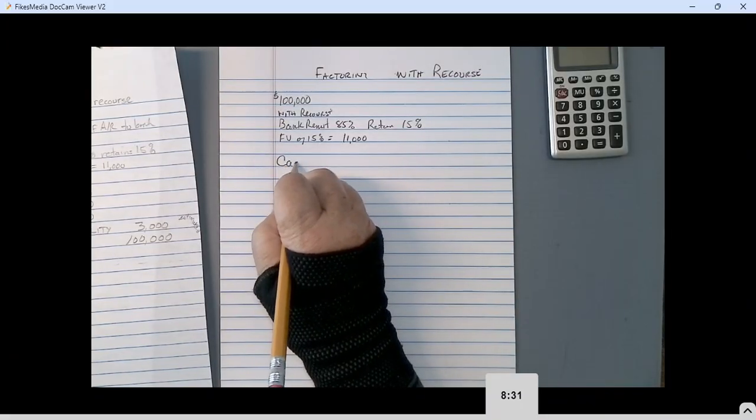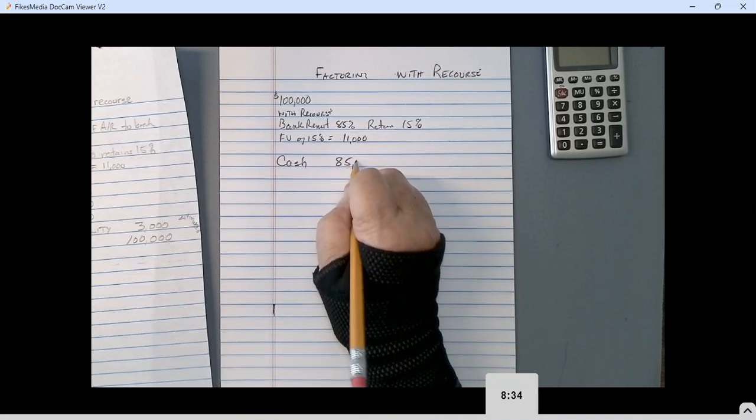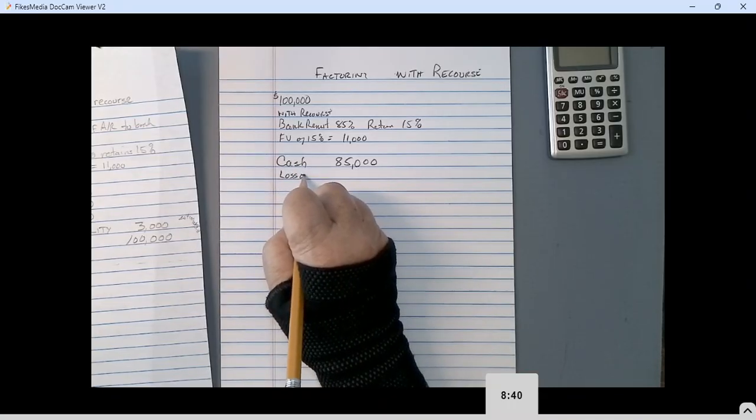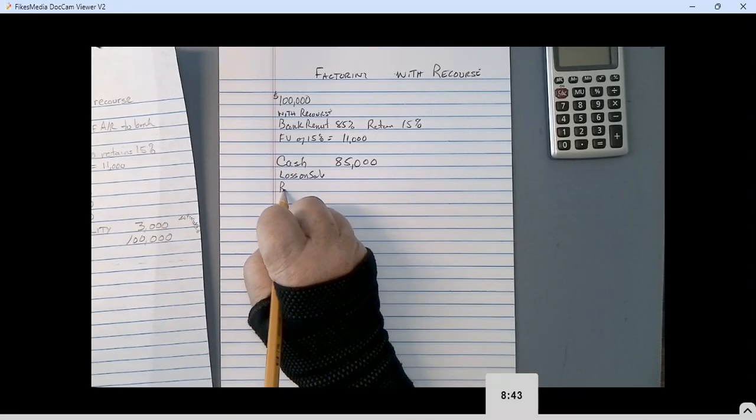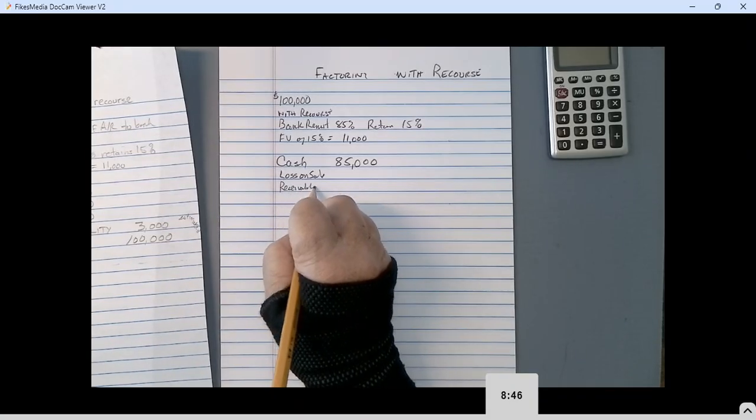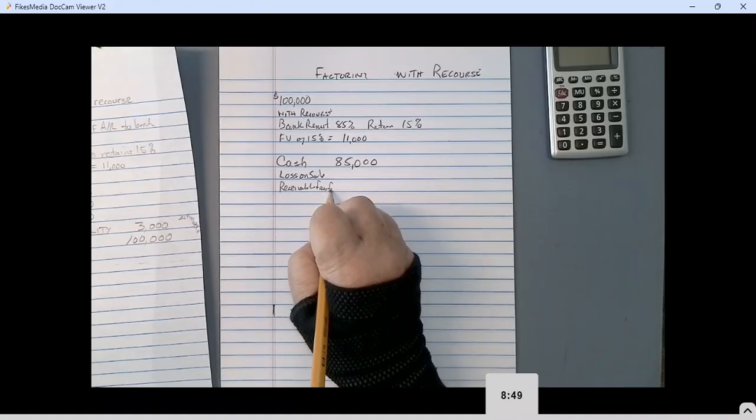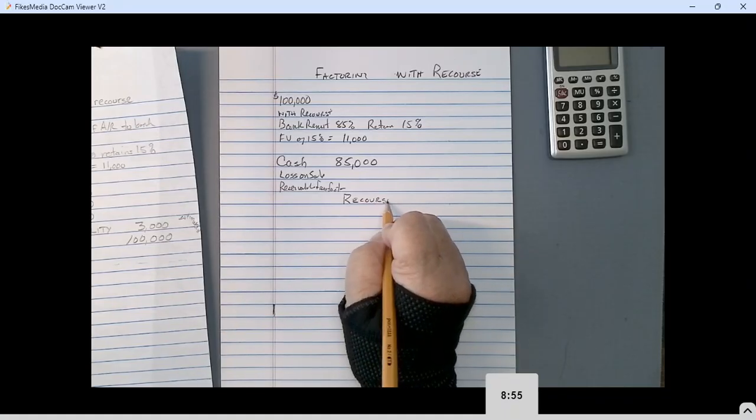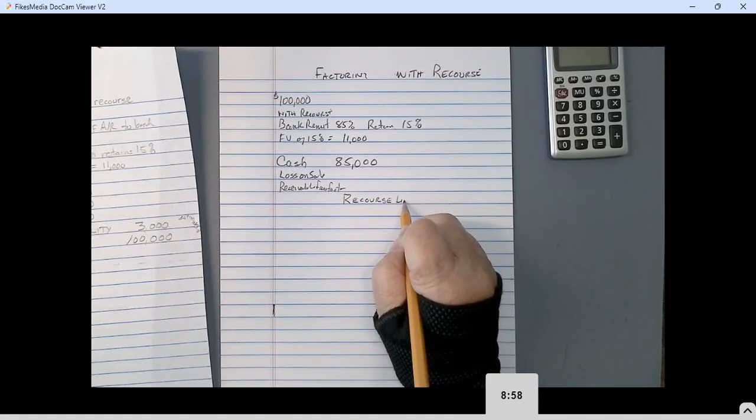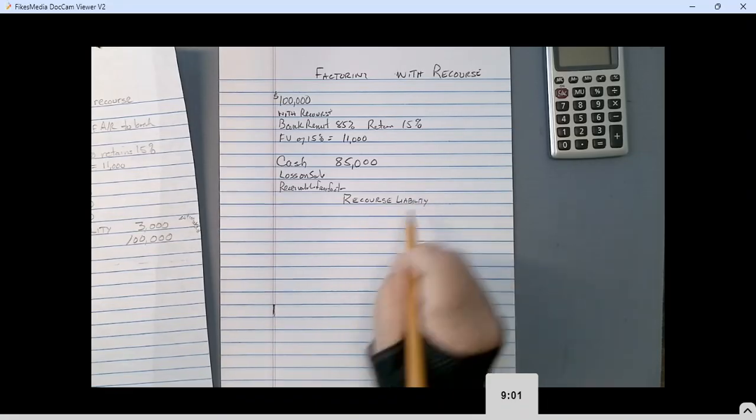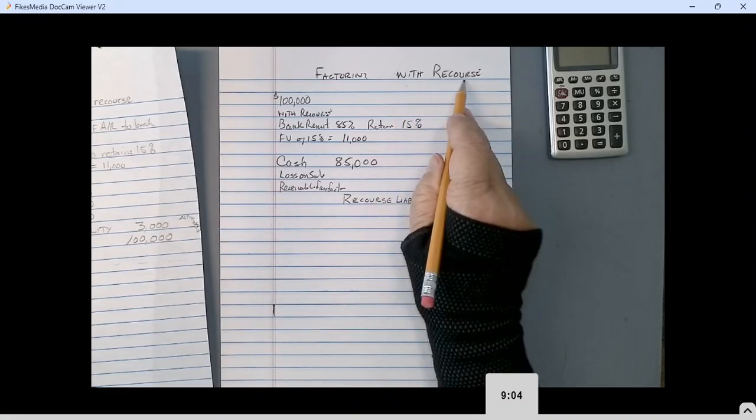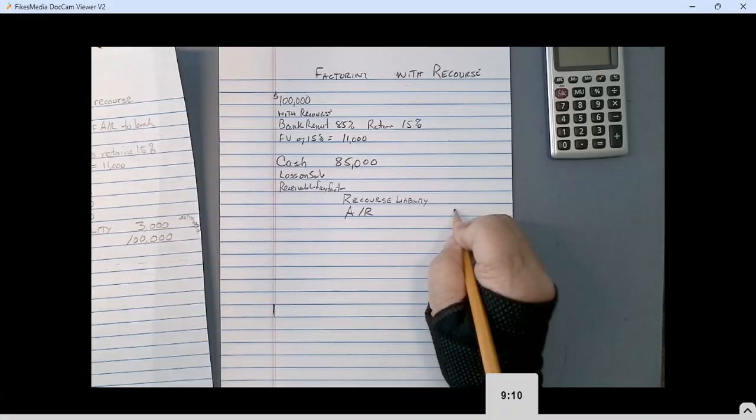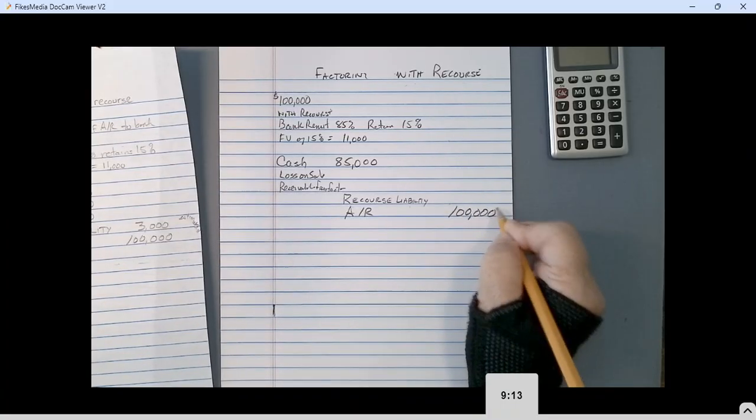My journal entry is cash. I receive 85,000. My loss on sale, let's see what that's going to be. Receivable from factor. I have a recourse liability. Note that it is a normal credit balance. Okay, recourse liability goes with recourse. With recourse, you're going to have a recourse liability, then you sell the AR. So we sold the AR for 100,000. We're going to credit that.